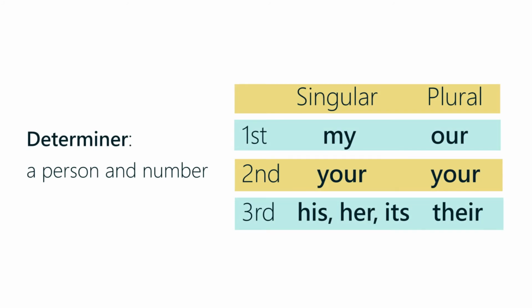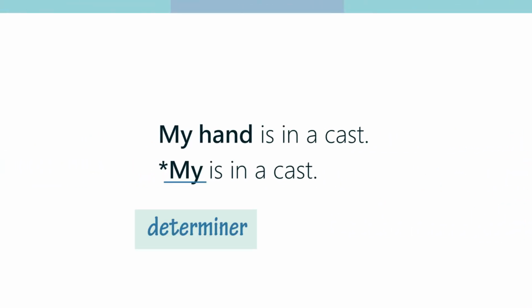So first of all, you shouldn't confuse these words with pronouns. These are determiners. We already discussed them, right? My, your. These are possessive determiners. And the way they work is they cannot occur on their own. For example, you can say my hand is in a cast, but you cannot say my is in a cast.